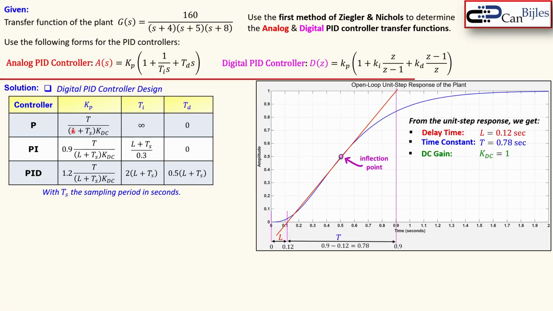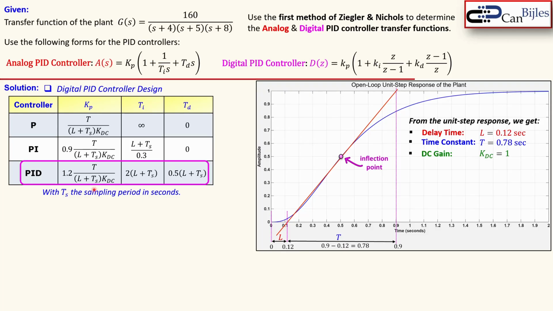So this L here will be replaced by L plus TS. So everywhere where you see an L, it will be replaced by L plus TS. That means effectively your delay will be a little bit larger, because the TS is always larger than 0. And also here, and there, everywhere where we see an L, that is the only change. The rest is actually the same. So here we will look at the PID controller parameters, again the KP, TI and TD. Those will of course be different now.